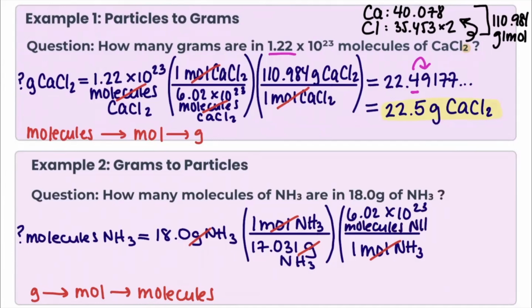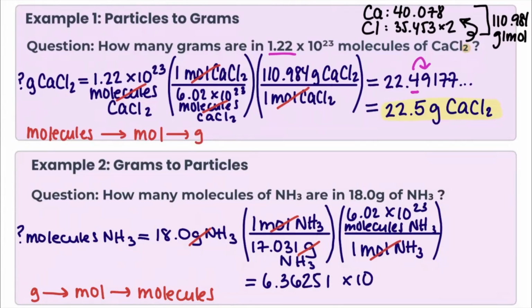And if you notice, all our other units have been canceled except for the molecule, which signals to me that we're done. Go ahead and place this in your calculator. So we have 18 grams divided by 17.031 multiplied by Avogadro's number. You end up getting about 6.362515, and it keeps going on, times 10 to the 23rd.